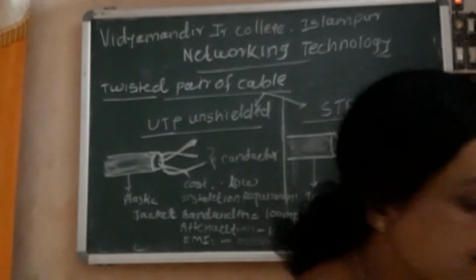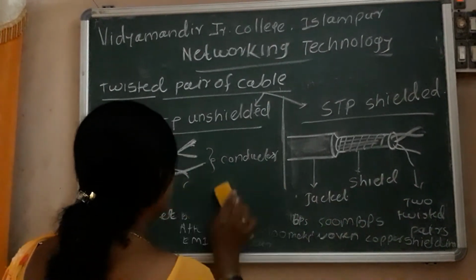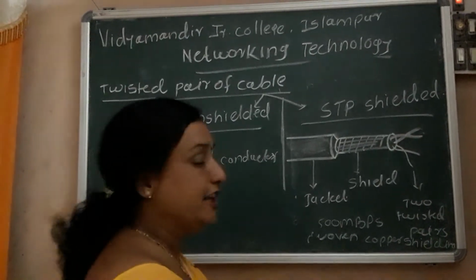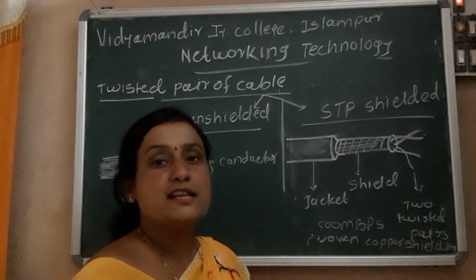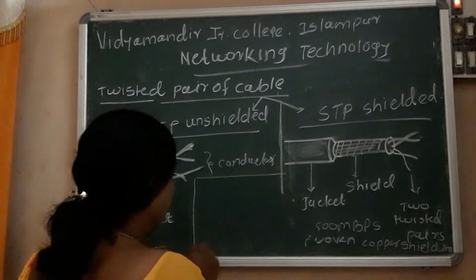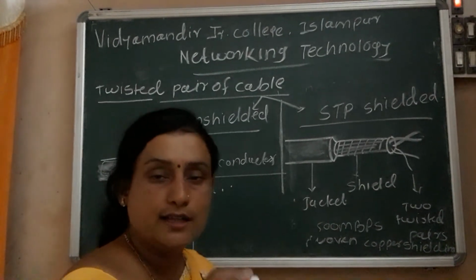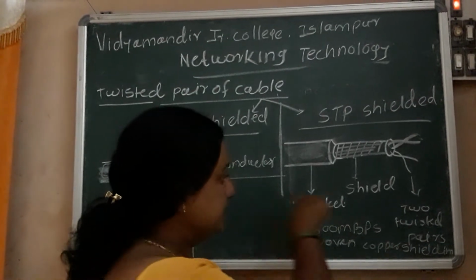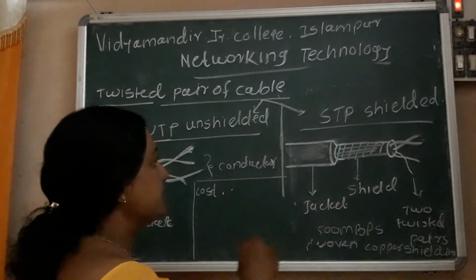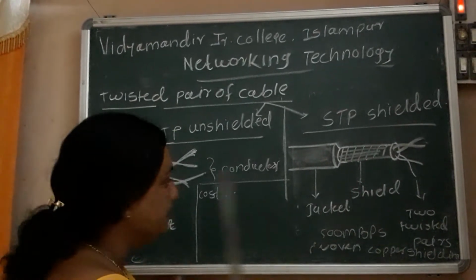Here also we discuss the characteristics of the STP. What are the characteristics of the STP cable? Again, each and every cable can be explained by its characteristics. Characteristics of the STP cable: first, cost. The cost of this cable is greater, or high, because there is a shield provided around the conductor. The cost of STP cable is greater than the UTP cable because of the shield.